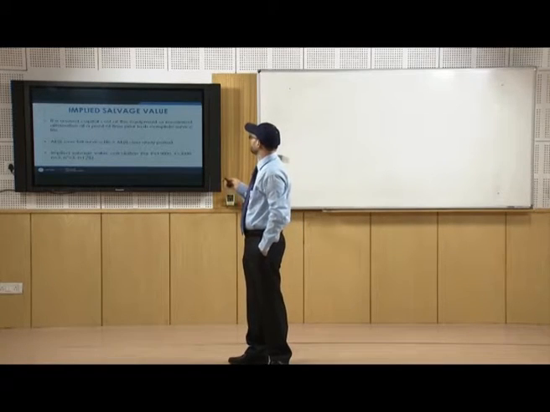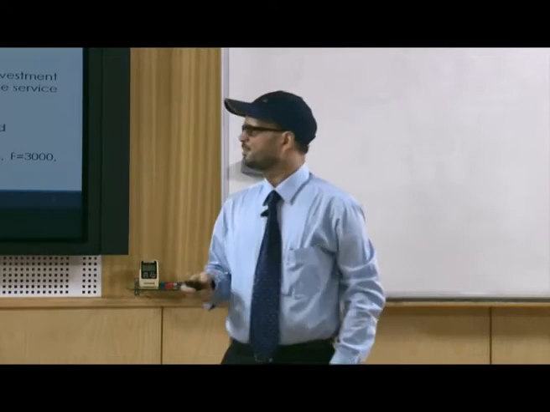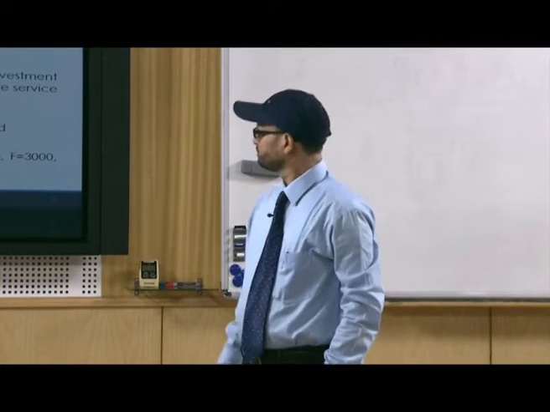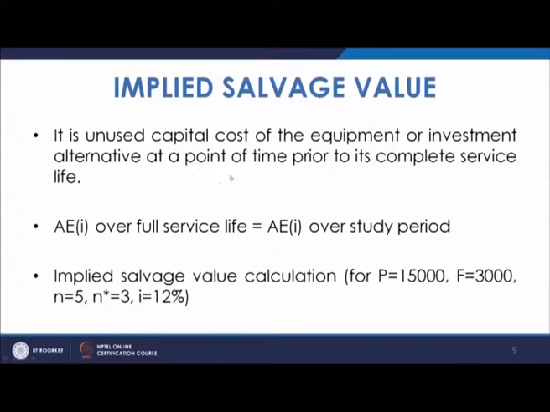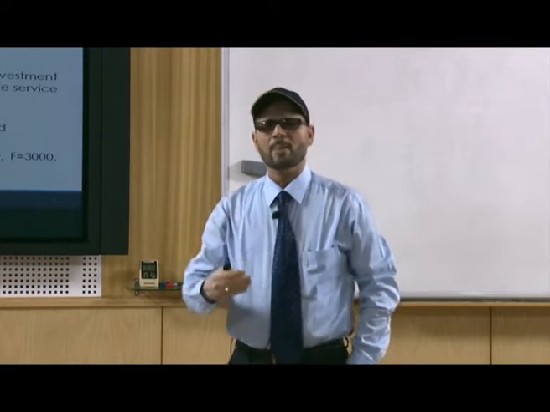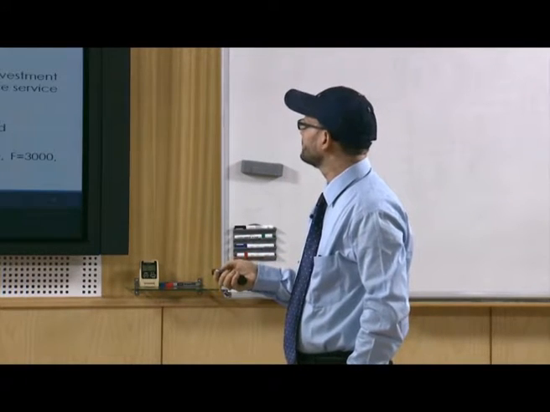Now we will discuss implied salvage value, and how it is calculated. It is the unused capital cost of the equipment or investment alternative at a point of time prior to its complete service life. We can solve this problem, which is given as an asset with a first cost of 15,000 and a salvage value of 3,000 at the end of 5 years. In another case, if the alternative's life is only 3 years and you have to dispose of this asset after 3 years, what should be its salvage value? That value is its implied salvage value.